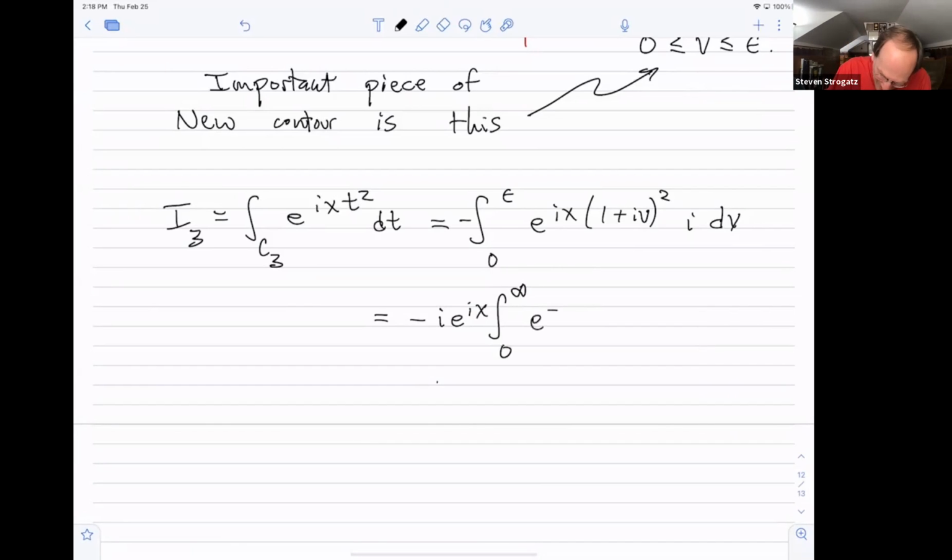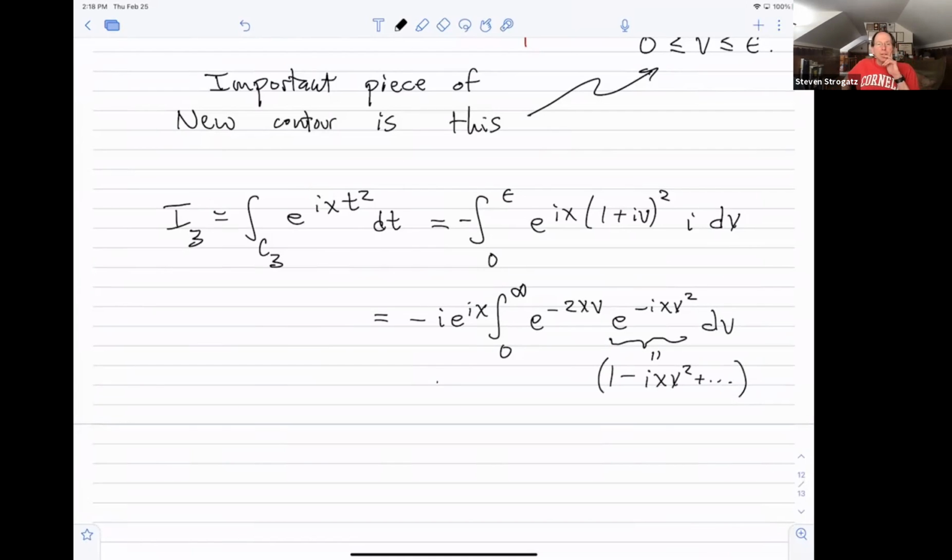And you get in here e to the minus 2xv. And then I've expanded this square up in this exponent. And then there's an additional term, e to the minus i xv squared dv. And I replace this with its small v expansion, 1 minus ixv squared plus ..., so that I can read off the answer in terms of gamma functions.